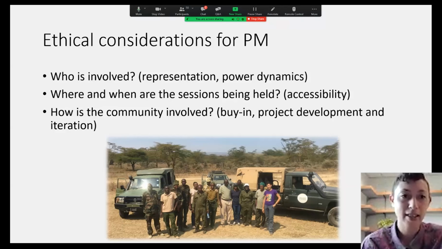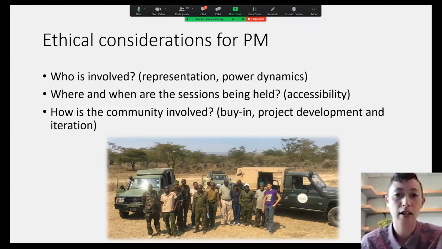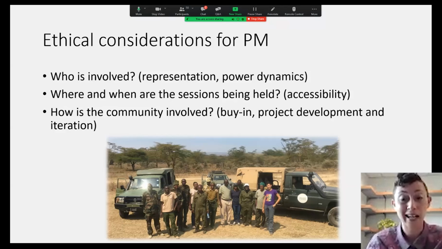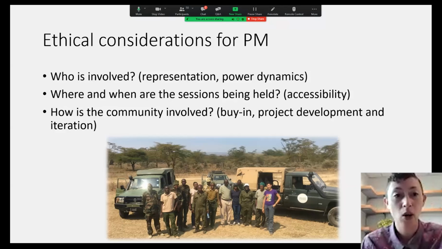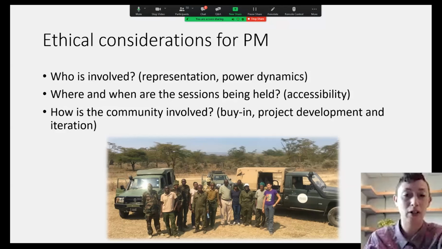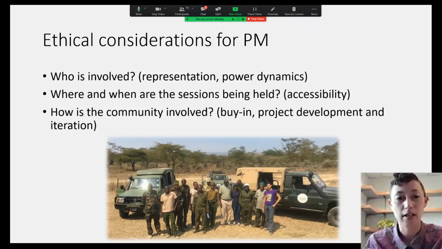And then lastly, think about how the community is involved. Are they involved from the very beginning in the project development and the iteration of the project? Are they able to really chip in and contribute in ways that they are allowed to guide the way the project is carried out or not? And if they're not, it's a spectrum, right? So wherever on the spectrum you are, you need to be really, really honest and forthright with the community that you're working with from the very beginning about what's possible.